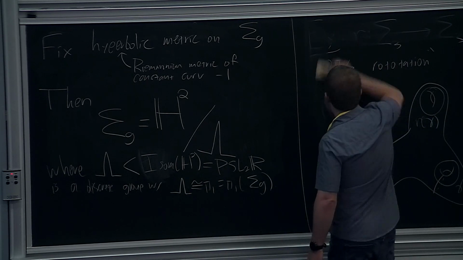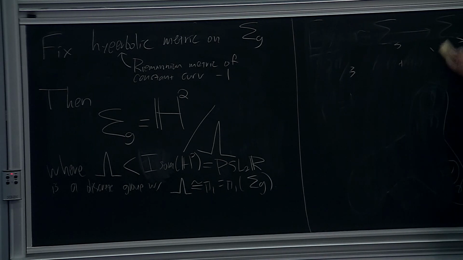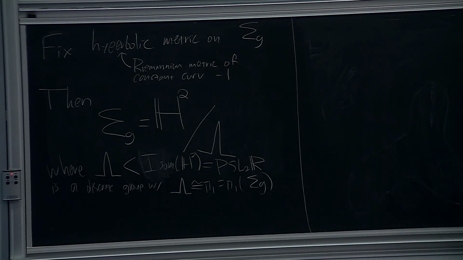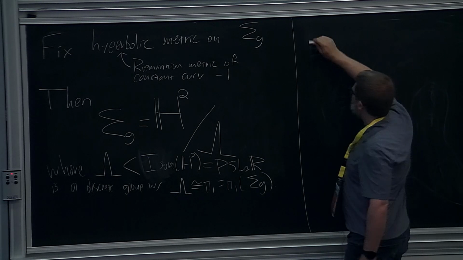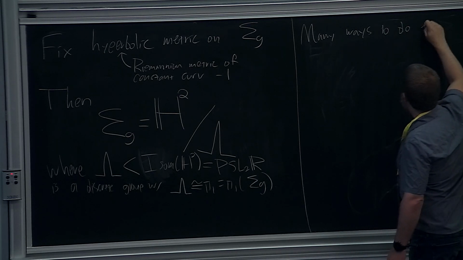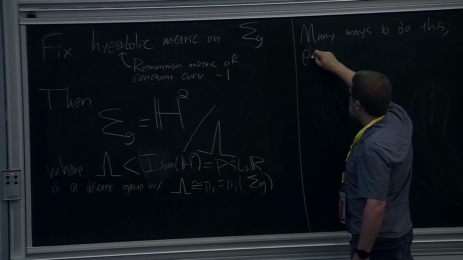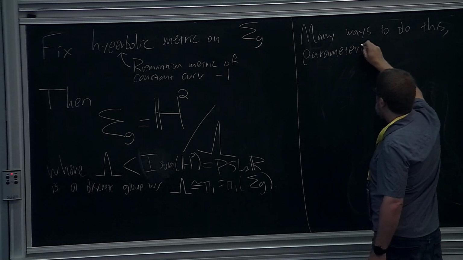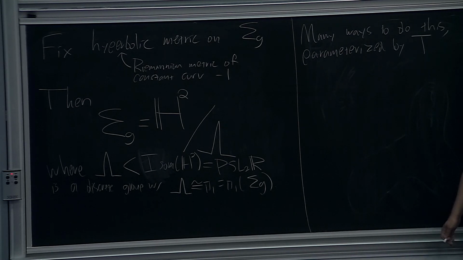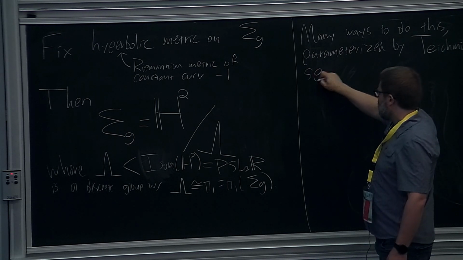There are many ways to do this, and they're parameterized by what's called, depending on what you mean by the word parameterization, either Teichmuller space or moduli space. But I'm going to start with Teichmuller space, which I will explain.